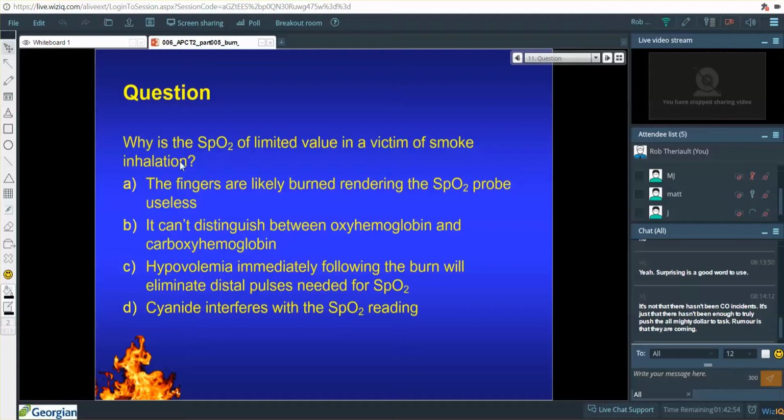All right. So why is SpO2 a limited value in the victim of smoke inhalation? We already talked about this. It doesn't have the ability to distinguish between oxyhemoglobin and carboxyhemoglobin. And again, hypovolemia immediately following a burn will eliminate distal pulses needed for SpO2, and cyanide interferes with SpO2 reading as well, apparently.